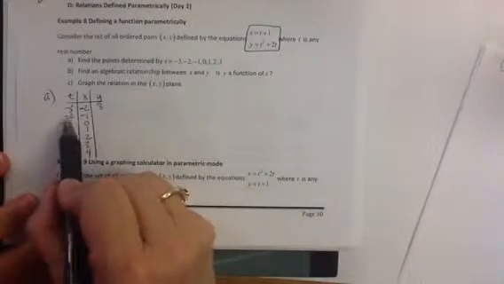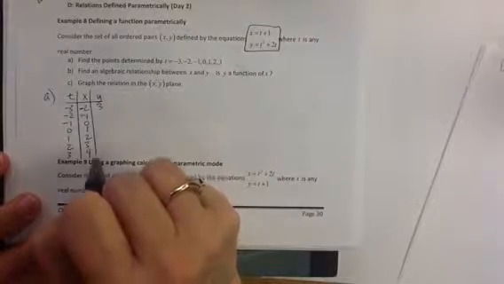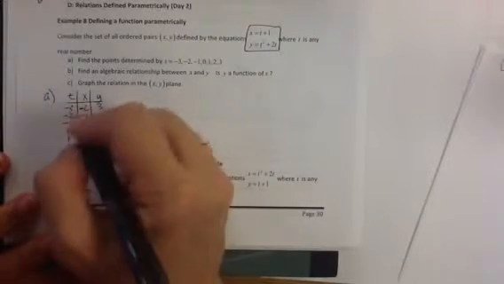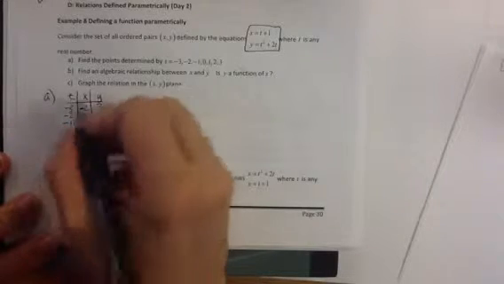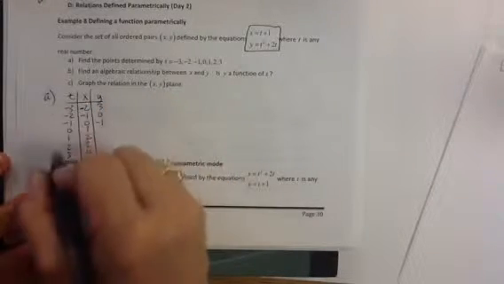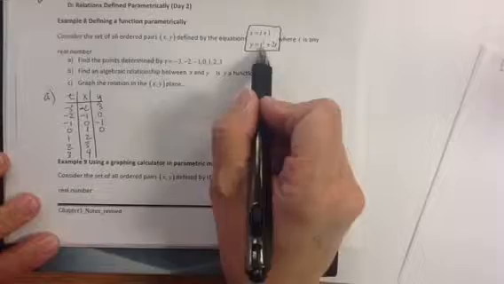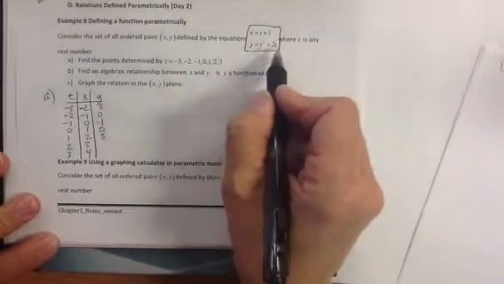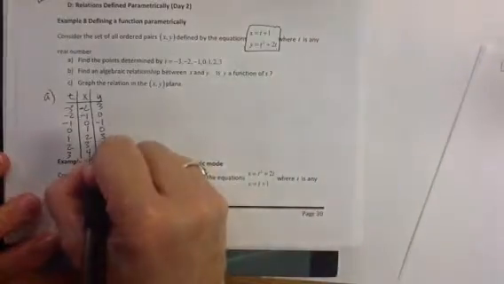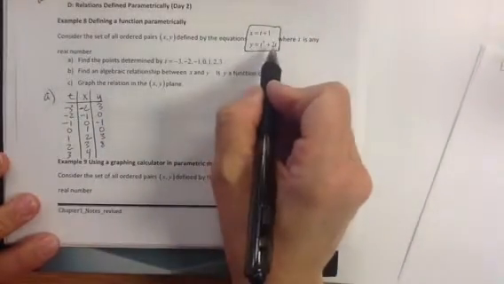Then I'm going to take the same t value and put it into here. Negative 2 squared is 4, minus 4 is 0. Negative 1 squared is 1, minus 2 is minus 1. Then I'm going to put 0 in here and I get 0. I'm going to put 1 in here and I'm going to get 1 plus 2, which is 3. 4 plus 4, which is 8. 9 plus 6, which is 15. So now I have found all my points.